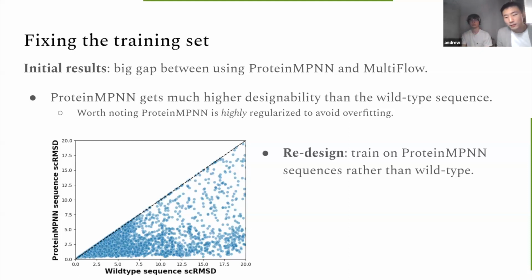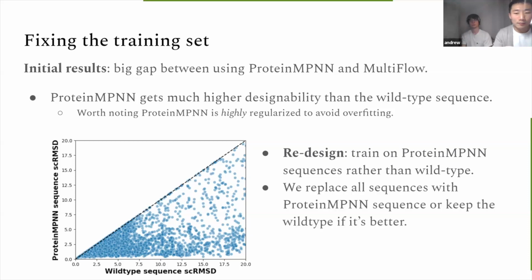So what we do is something called redesign, where we train on the ProteinMPNN sequences rather than the wild type. We first regenerate the sequence for every structure, and then we use the ProteinMPNN sequence or keep the wild type, depending on which one has the lower scRMSD. Now we have a very high quality data set that's very aligned with the metric we're evaluating ourselves on. Now over 90% of them are designable.